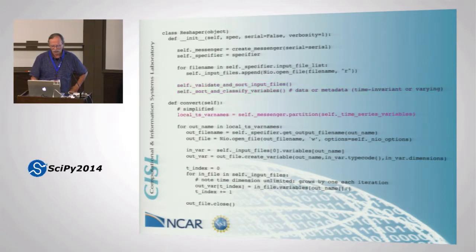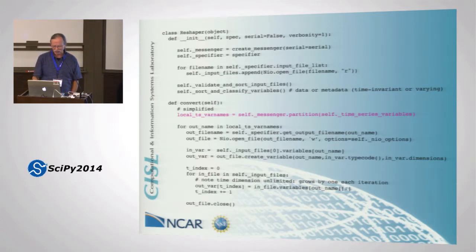Then we do this partitioning, and that's where it's calling the messenger and getting its own little set of files to process. Each process does this, and this is where the processes diverge.